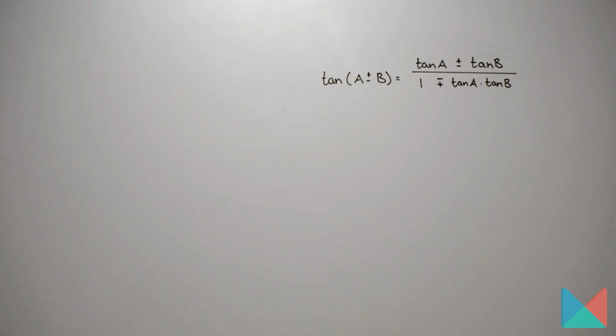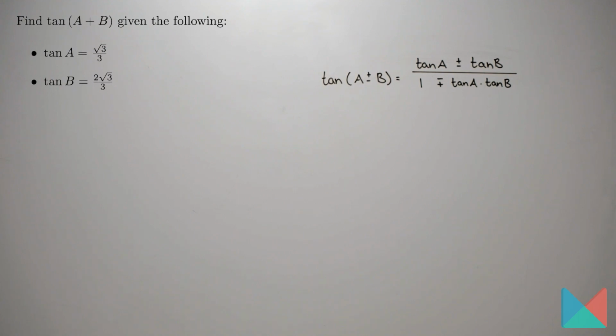In this video, we're going to show how we use tan's angle sum and difference identity by doing some examples. So with our first example, we have tan of A is equal to root 3 over 3, and tan of B is 2 root 3 over 3, and we need to find tan of A plus B. And so we're going to start by writing in our angle sum identity for tangent.